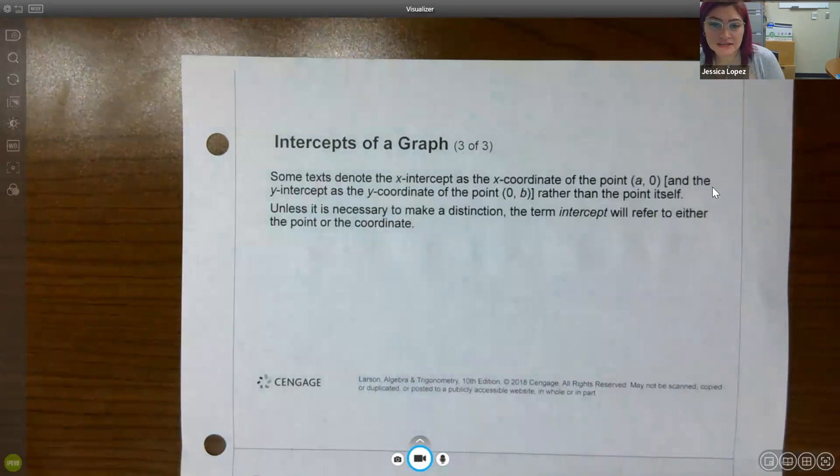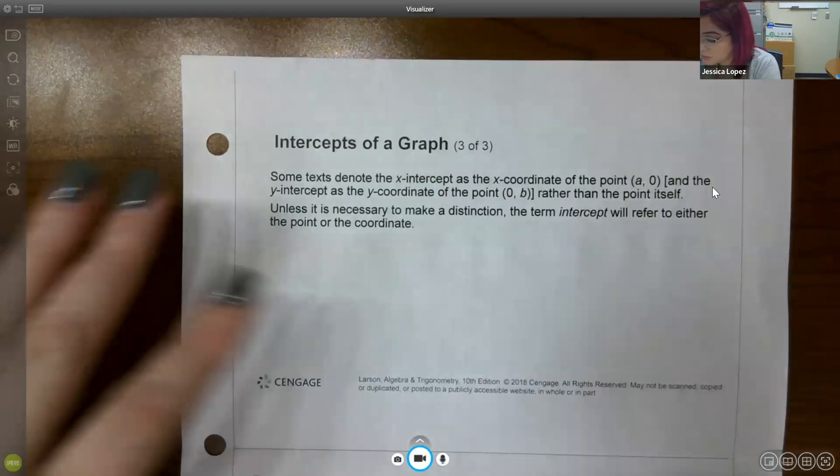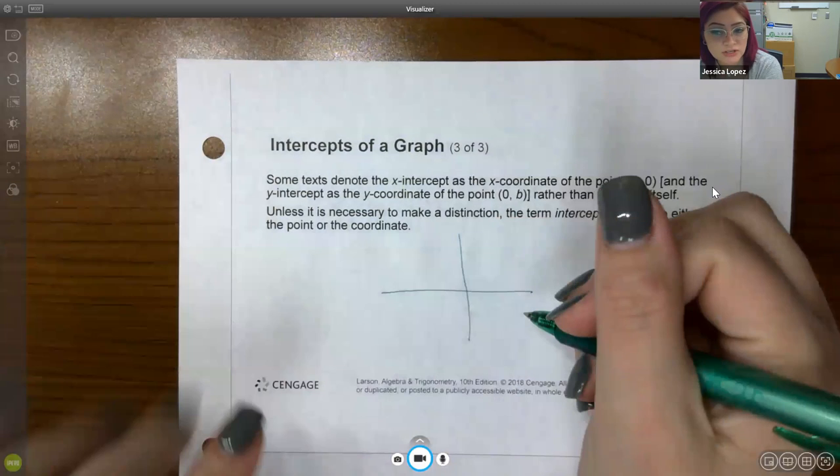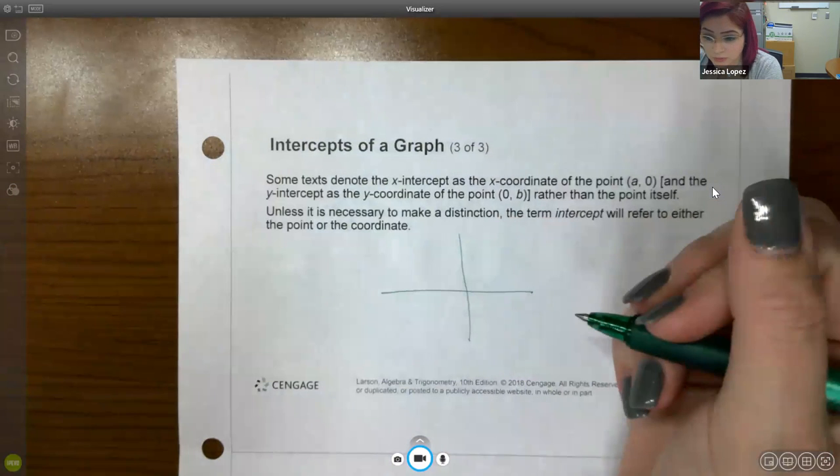Some texts denote the x-intercept as the x-coordinate of a point and the y-intercept as the y-coordinate of the point, rather than the point itself, okay? Unless it is necessary to make a distinction, the term intercept will refer to either the point or the coordinate, okay? So essentially what that means is that you have to pay attention to the directions inside the WebAssign, okay?